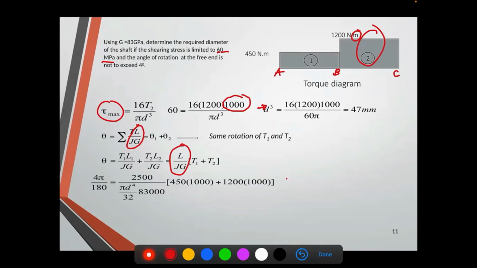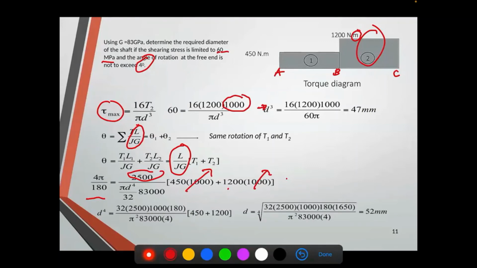So, again, do not forget to convert your degrees into radians, so times pi over 180. 25 for the length. Pinactor out ko. Tapos J for polar moment of inertia of a circle, pi d^4 over 32. Then 83,000. So, again, yung 450 tsaka 1, 2, convert natin into Newton mm. So, this will give us your D. So, your D now is equal to 52 mm.